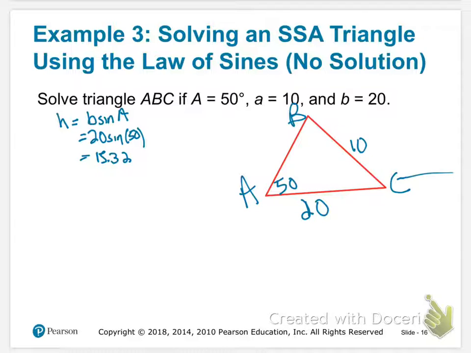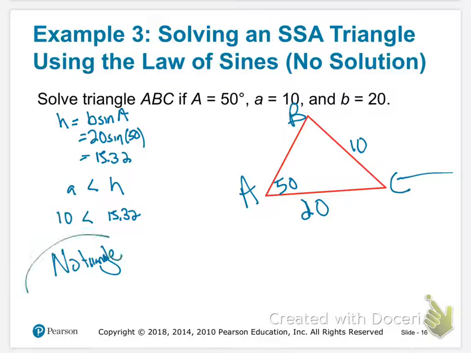15.32. So then we want to compare A and H. Well, if A is 10 and H is 15.32, we see that A is less than H. And the case where that occurs is no triangle. So instead of just jumping into work, see there's no triangle. You could have set up the law of sines, but when you tried to find angle B, you would have arrived at 1.53 and then tried to take the inverse of it. It won't allow you. So you see that there would have been something going on there. So we know this is our correct solution because A is less than H, and we found that value of H.